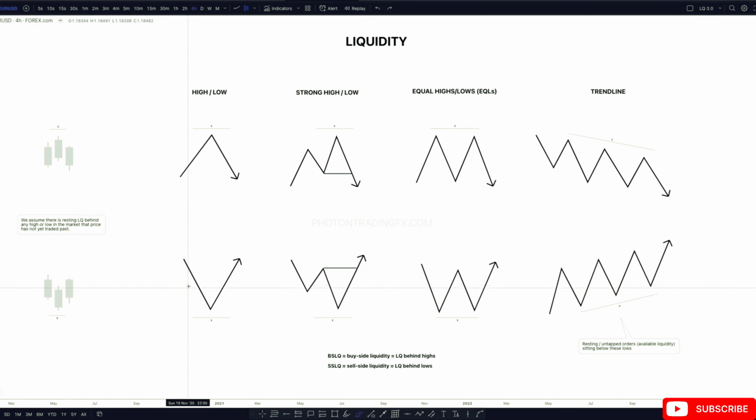And then the same thing for a low, right? So you get that pivot in price. You would have all of this demand here. Price is trading through it. It's absorbing all of that demand.